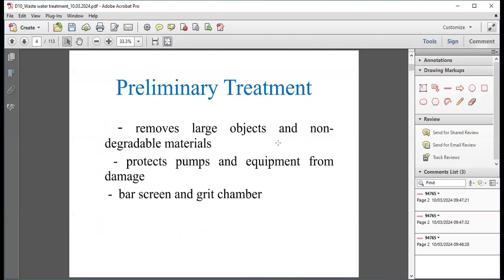They remove the large objects and non-degradable materials. Non-degradable material, what's the meaning? Like polythene, which couldn't degrade, something like that. It protects pumps and equipment from damage. Bar screens, grit chamber, right? These are the things. Remove the large objects and non-degradable materials.